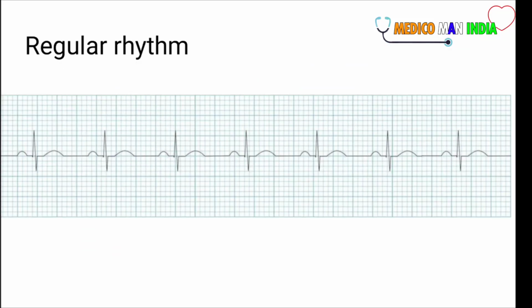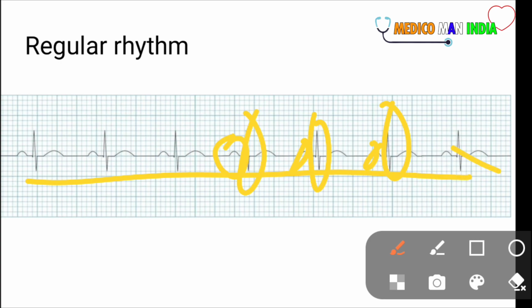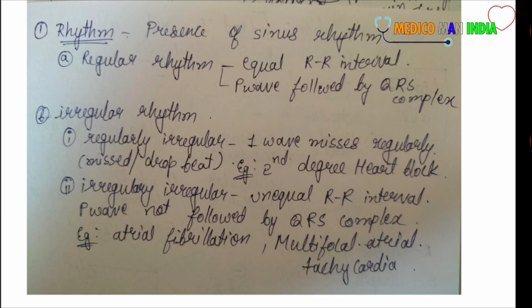And every time you can see, the P wave is followed by the QRS complex. P wave followed by QRS complex. P wave followed by QRS. In the whole graph the P wave is followed by the QRS complex and has equal RR intervals. This is regular rhythm. Now coming to the irregular rhythm.